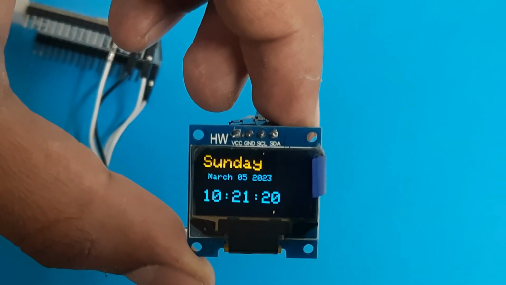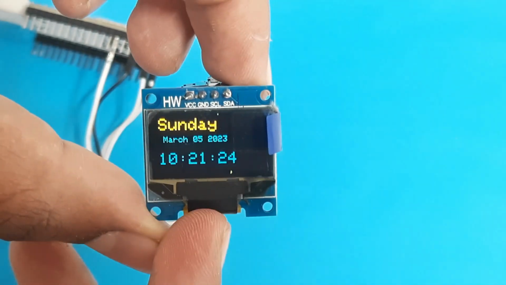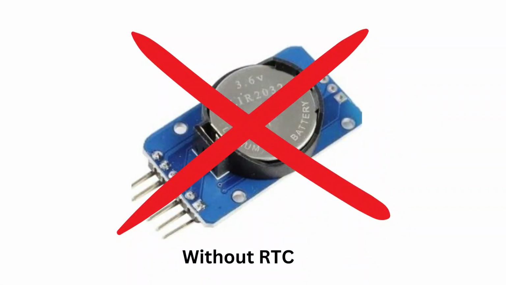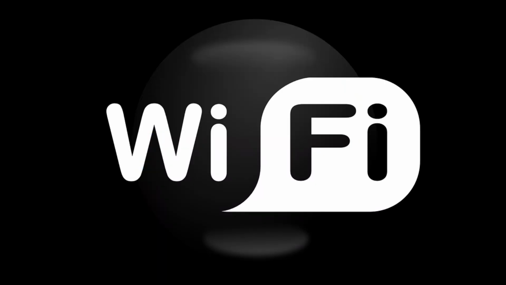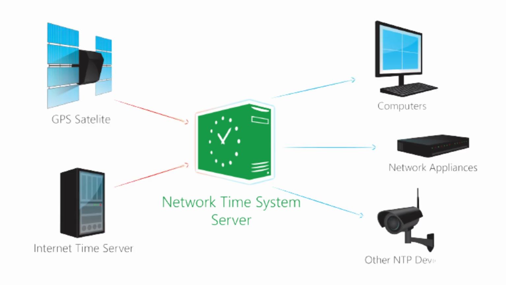In this video, I am going to show you how to build an accurate and reliable clock using ESP32 board without the need of RTC or real-time clock module. Instead, we'll use the power of Wi-Fi and NTP server. NTP stands for Network Time Protocol Server to keep the clock synchronized with the correct time.